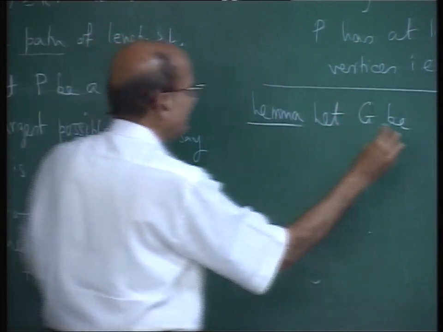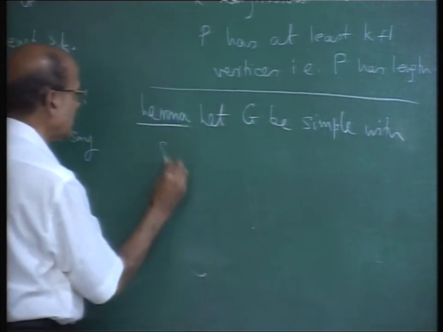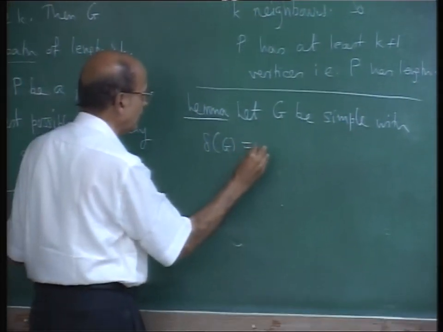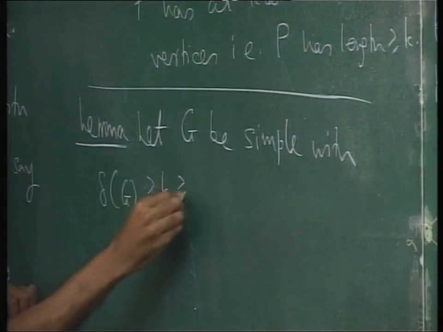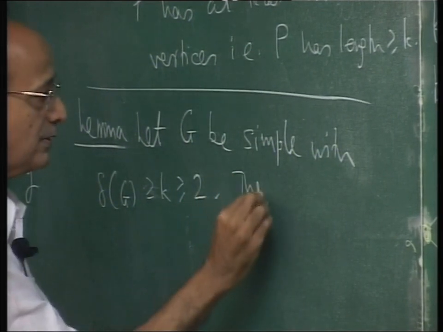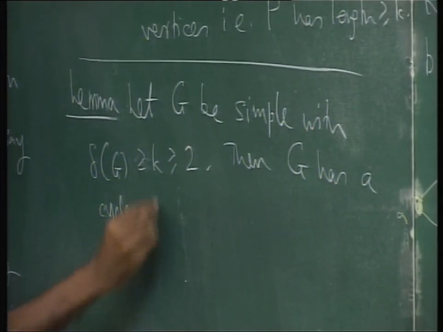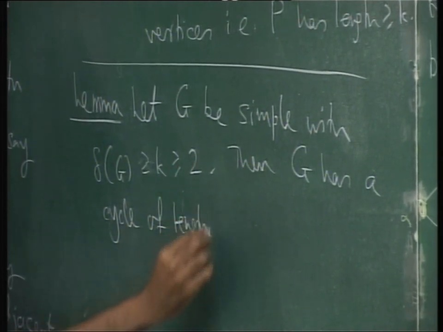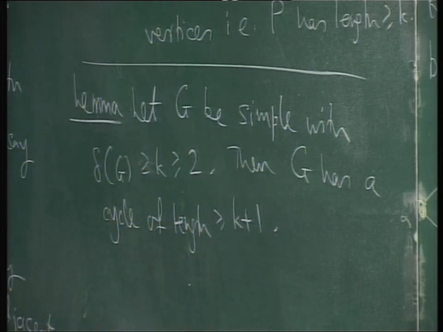Let G be simple, with minimum degree at least k, where k is at least 2. Then G has a cycle of length at least k plus 1. We can give the proof along the same lines as before.